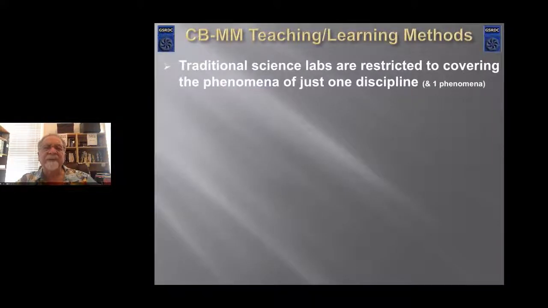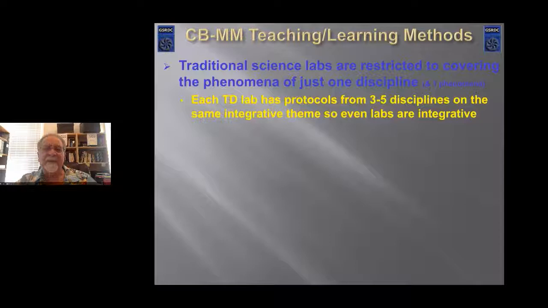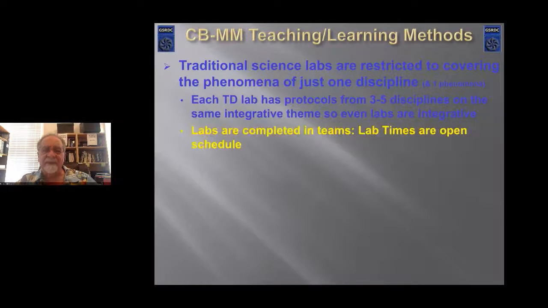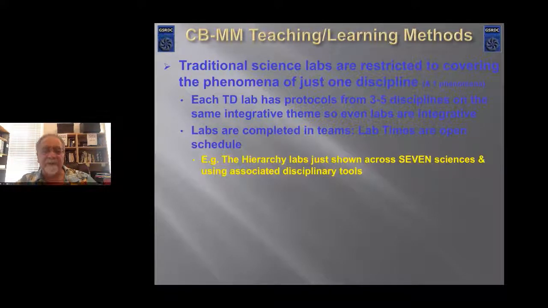So traditional science labs are restricted to one discipline and usually one phenomenon, but the transdisciplinary lab at ISGE has 3 to 5 disciplines in each one. The lab times are open schedule. We actually had a lab for this. The one I showed you there was just one side of the lab. We had computers on the other side. Now we don't have to have computers. The hierarchy lab is just shown across 7 sciences.